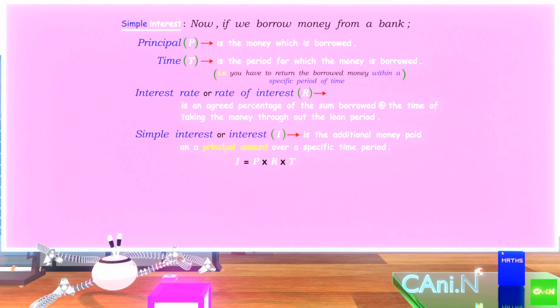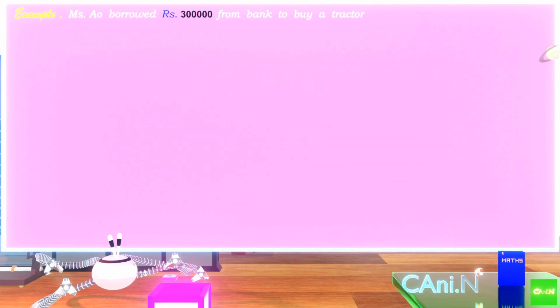Interest equals principal into rate into time. Amount is the money given back, which includes the interest and principal. Amount equals principal plus interest. Example. Miss Al borrowed rupees 3 lakhs from a bank to buy a tractor. Find the amount she would pay after 3 years 6 months at 15% per annum.